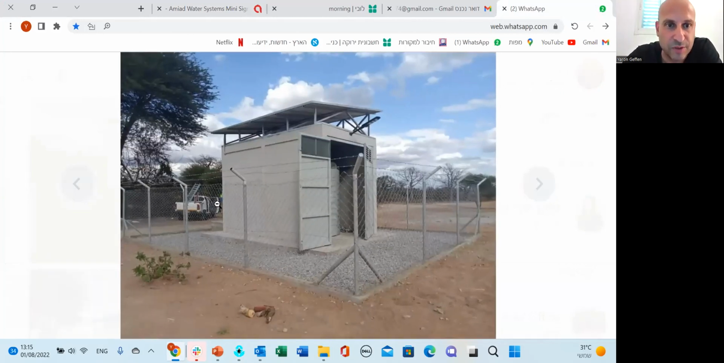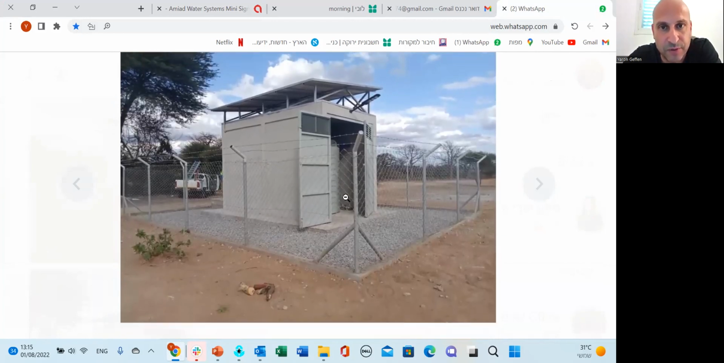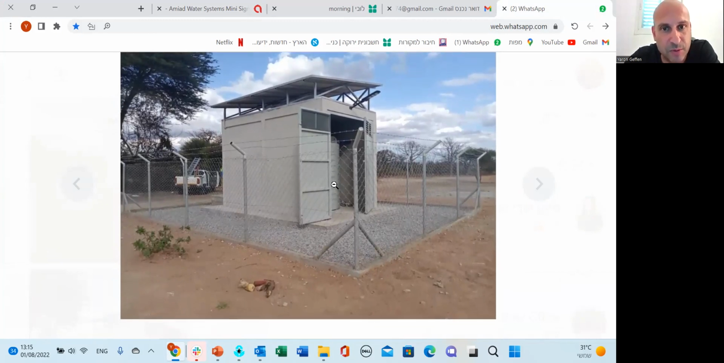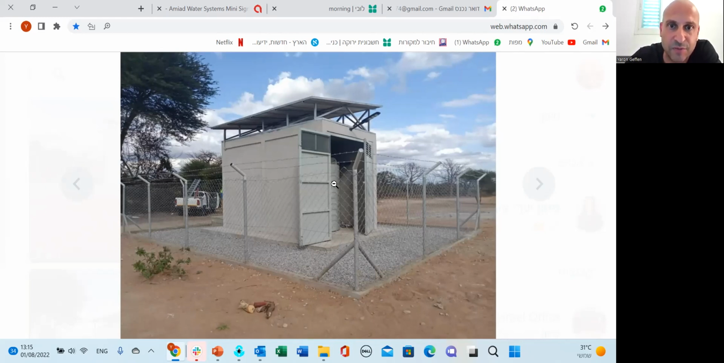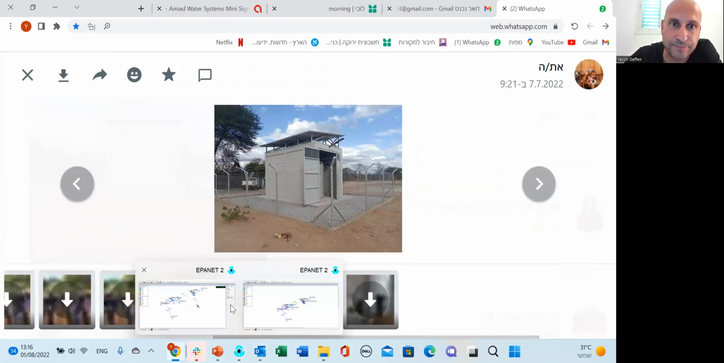So here the borehole is located right over here behind this pump room, and we have here the ground level water tank, and inside the pump room we have the booster pump which supplies the water directly to the taps. So in this system, as you all remember, we don't have any elevated water tank. So let's go back to the EPAnet and do it step by step.